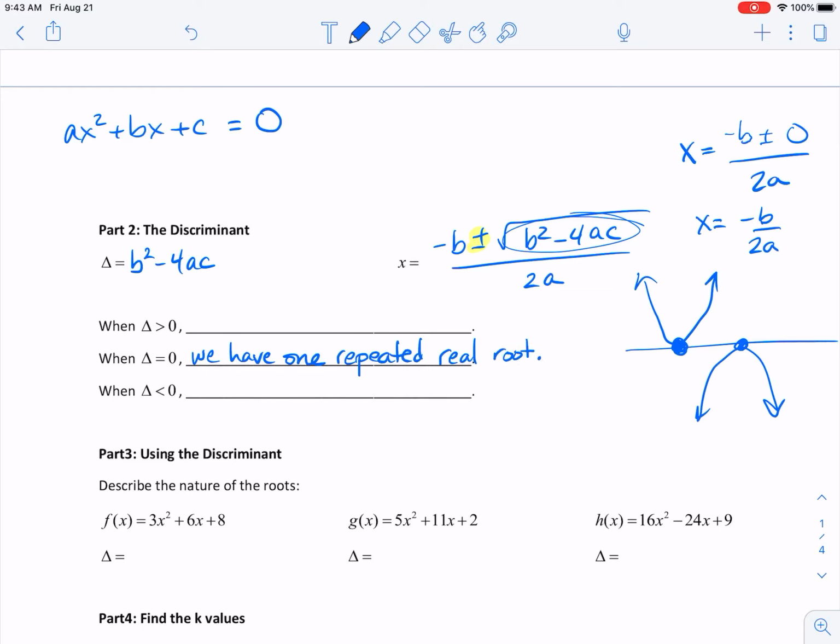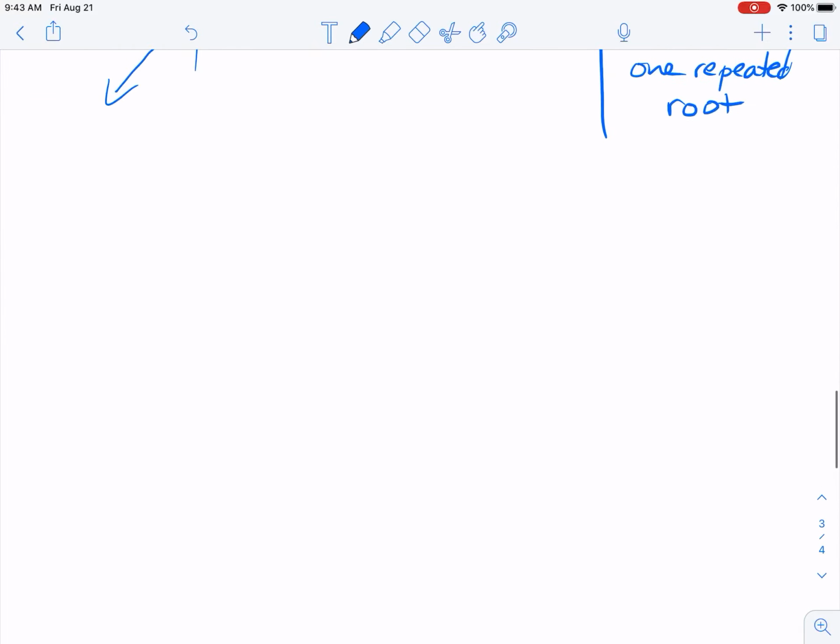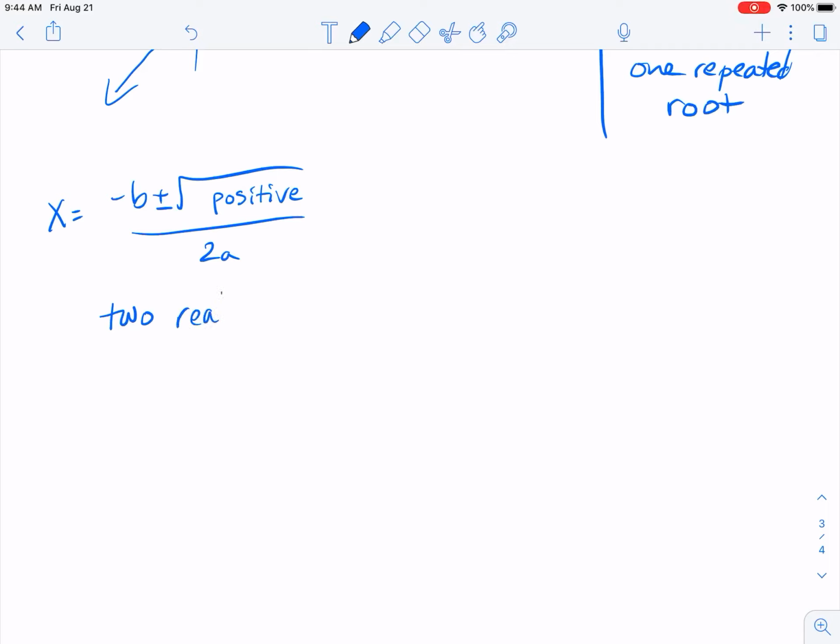When the discriminant is greater than 0, that means I have x equals negative b plus or minus the square root of something positive over 2a. If it's something positive, then I can take the square root of a positive number and get a real answer. So I'm going to have negative b plus the square root of something positive, and negative b minus the square root of something. So I'm going to have two real roots.